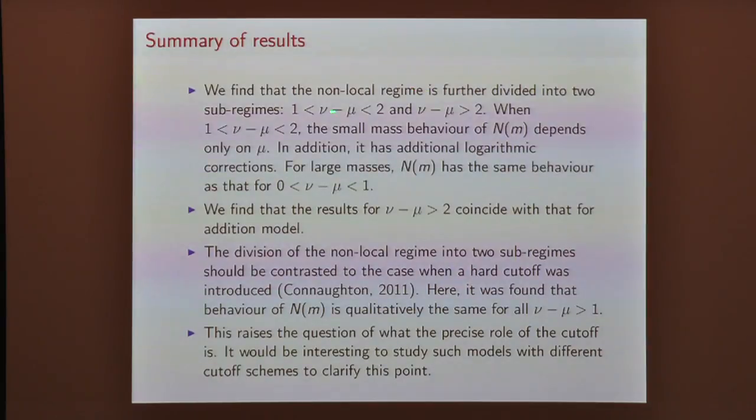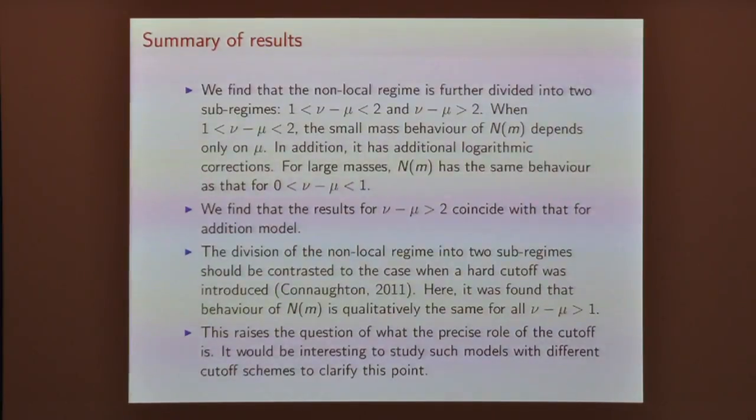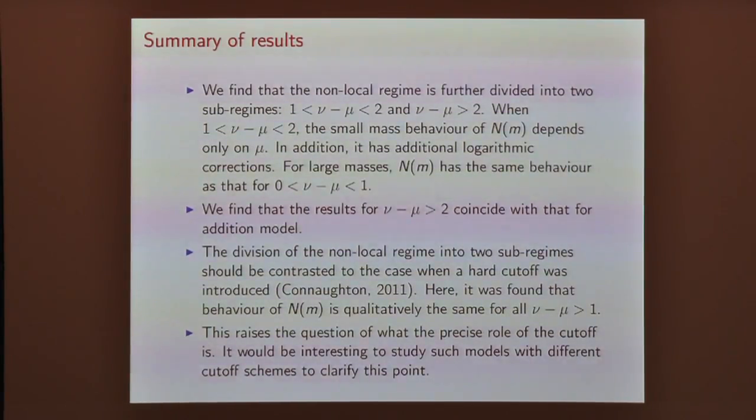And we find different subregimes. So nu minus mu between 1 and 2 and greater than 2 behave differently. We also find that nu minus mu greater than 2 coincides with that for the addition model. And there is a point: how to regularize a gel state, how to introduce a cutoff for this kind of systems, is not very well understood. Here we introduced an evaporation rate to get a cutoff of mass, but for example in this paper by Konaut, they introduced a hard cutoff and the results were somewhat different. So precisely what is the role of a cutoff in steady state Smoluchowski equation solutions is not yet well understood. So maybe that may be a future direction for research. Thank you.